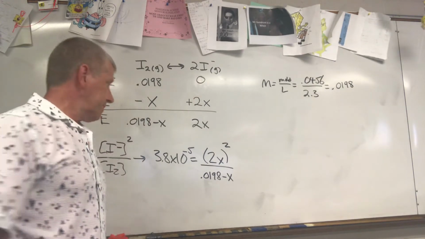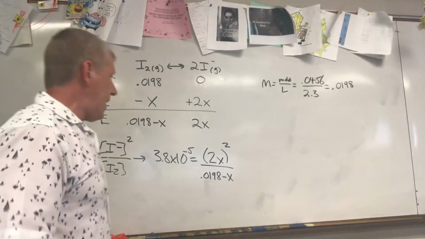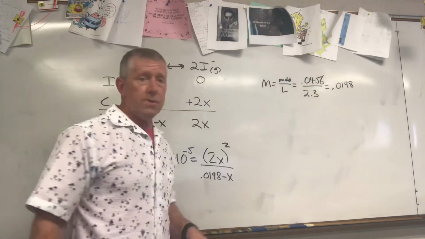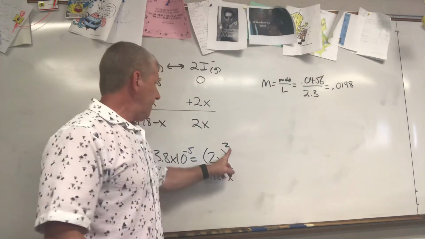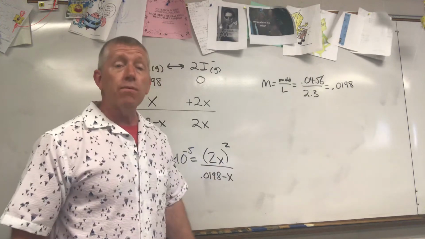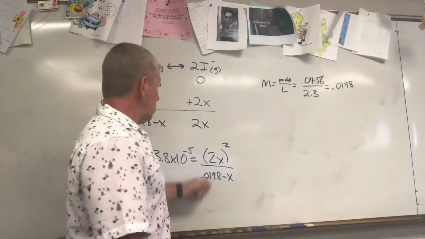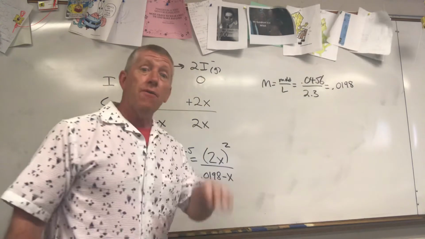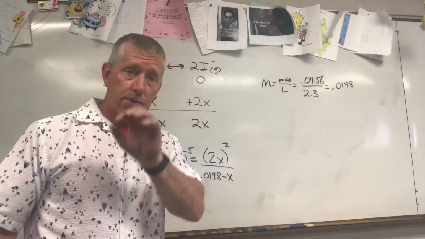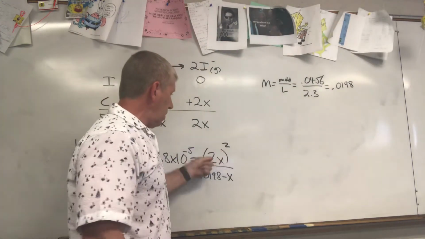All right. Now, let's do the math. Be careful here. A lot of students will make mistakes. You'll forget that squares everything in there. Everything. So 2x squared is 4x squared.